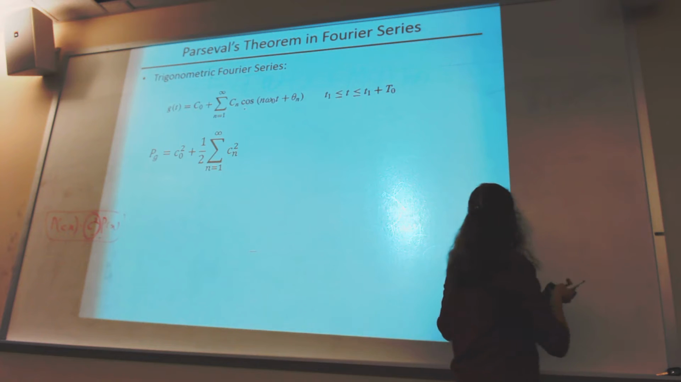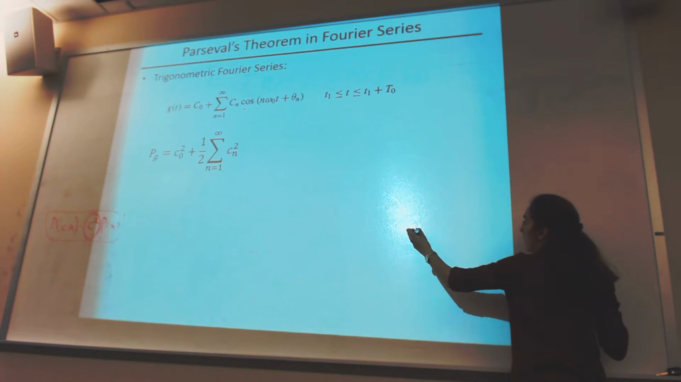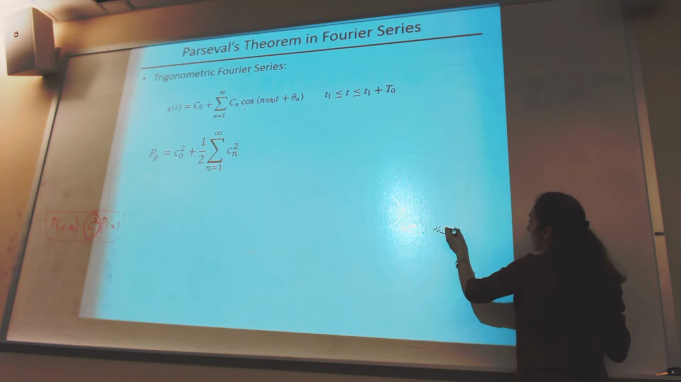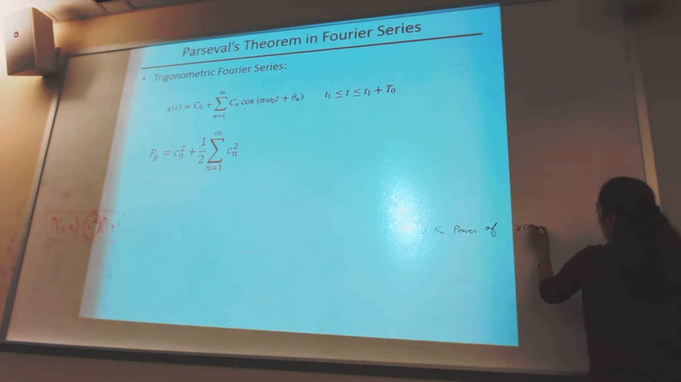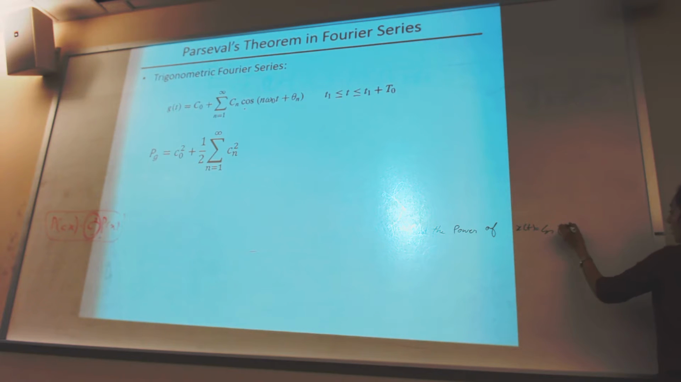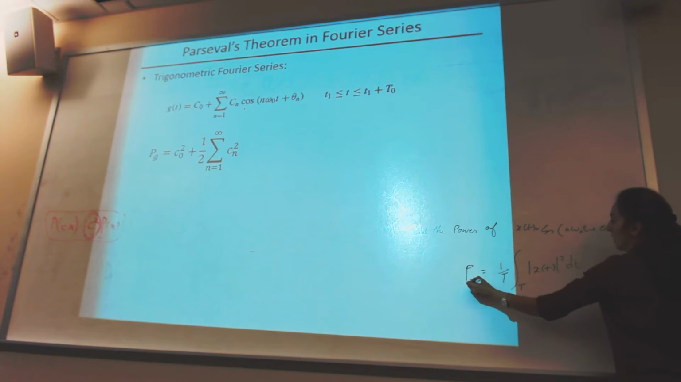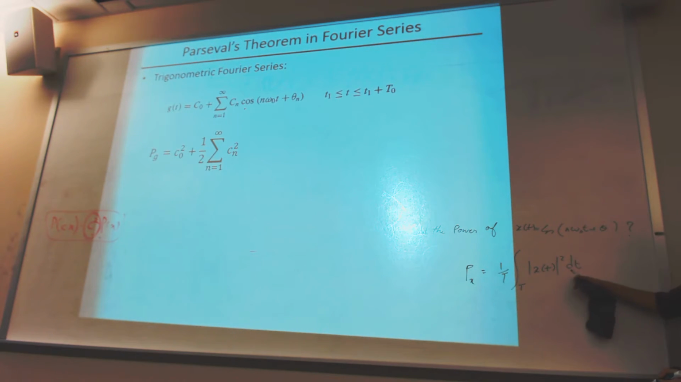So please do that at home. Find the power of, let's say, x of t equal to cosine of n omega t plus theta, doesn't matter. What's the power of this? Again, you have to do the integral of x(t) squared dt over 1 period, divided by 1 over T. That's going to be the power.